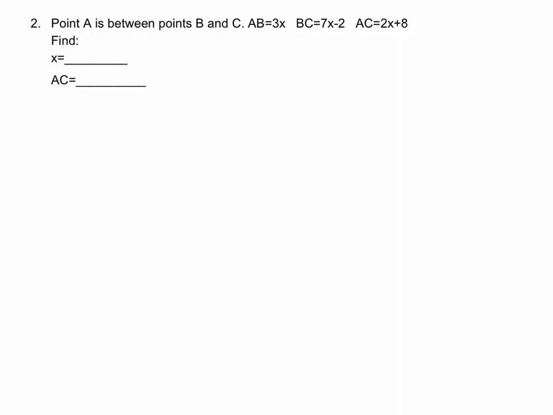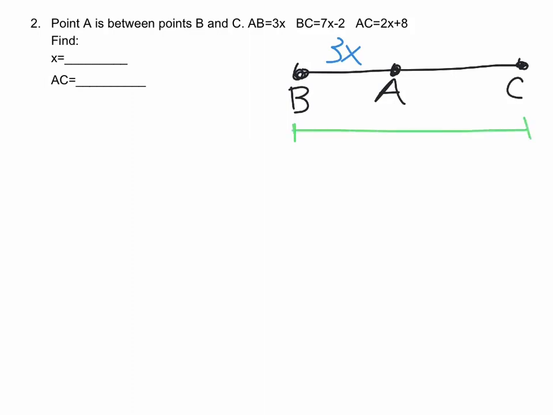So I've got point A between points B and C. Again, I'm just going to go right ahead and draw a picture. So I've got point B and point C and point A somewhere in between them. Now, what they tell me is AB is 3x. And the next thing they say is BC is 7x minus 2. And that is that whole segment. BC is 7x minus 2. And then AC is 2x plus 8.